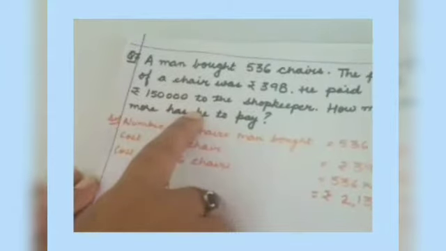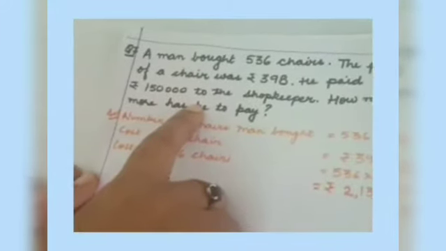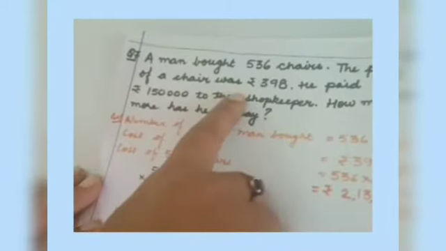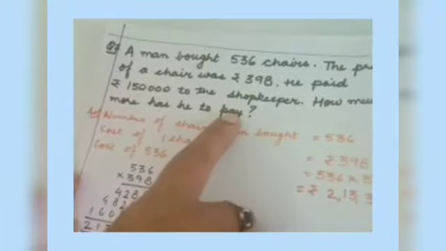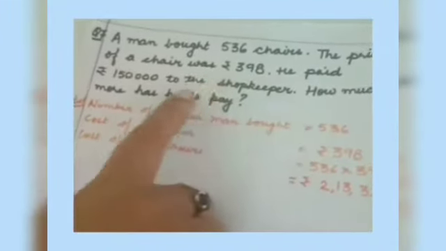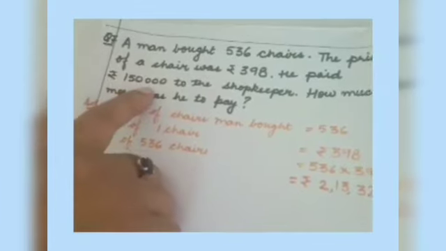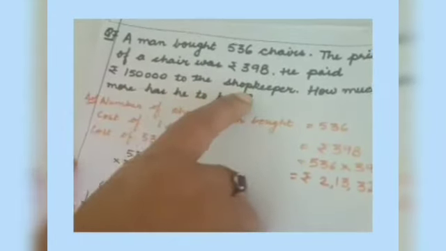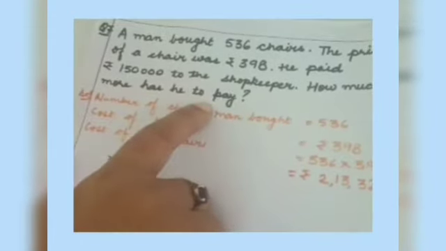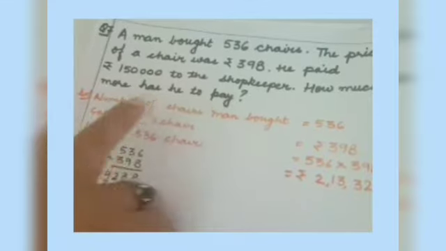So for calculating the total cost of the chairs, what can we do? Yes, have you thought about it? We know the cost of one chair. We need to calculate for many. So we will multiply. When we get the total amount, from that total amount we can subtract 1,50,000 and we can calculate how much more he has to pay. So now let's start with the solution.